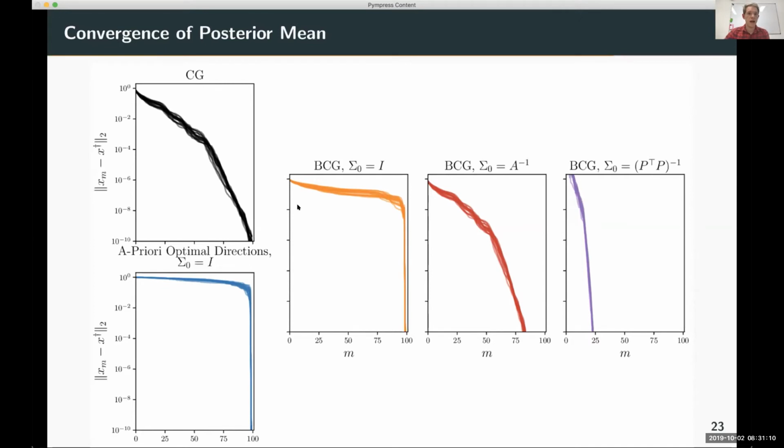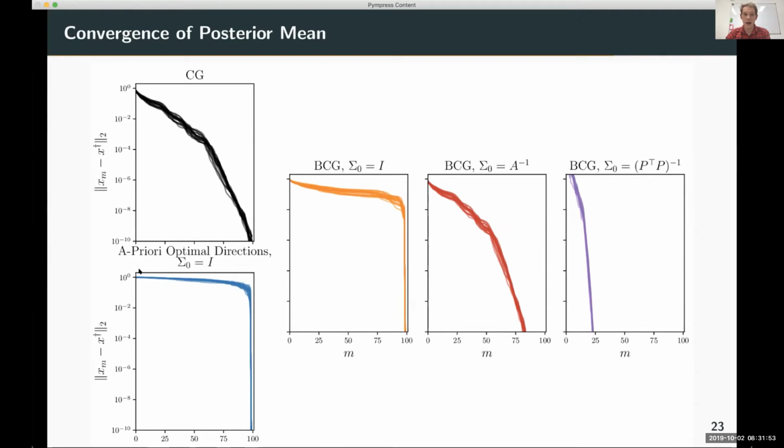So what should we take from this? Well, CG exhibits this rate that we see here. The a priori optimal directions seem to converge extremely slowly. In fact, if we were to plot this on a linear scale on the y-axis instead of a log scale, we'd see that the rate was essentially linear, because the acceleration that we've proven for the posterior mean, this geometric rate, only applies if we use this special set of search directions from Bayes CG. In the case of these essentially random search directions, we don't get that benefit. If we use an identity matrix for the prior covariance, we see a rate that's not actually that much better than the rate for these a priori optimal directions.